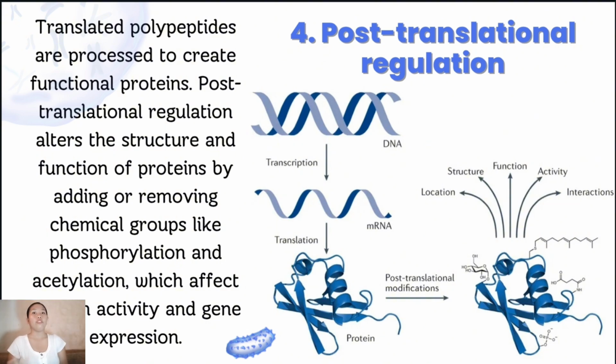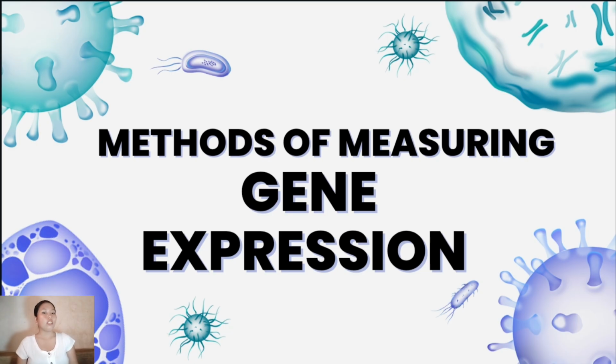To sum it up, the 4 levels or the 4 stages of gene regulation are: first, start the transcription; next, editing the mRNA; next, make a protein from mRNA; and lastly, activate the protein. So that is the basic or the simplest explanation to help you understand the 4 levels of gene regulation. Let's move on to the last, which is the methods of measuring gene expression.